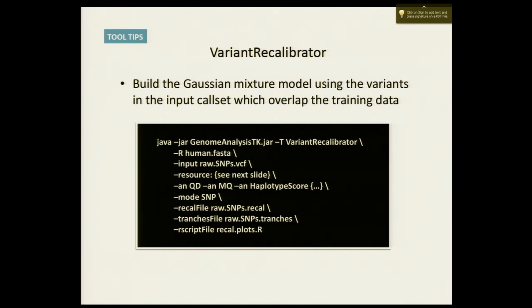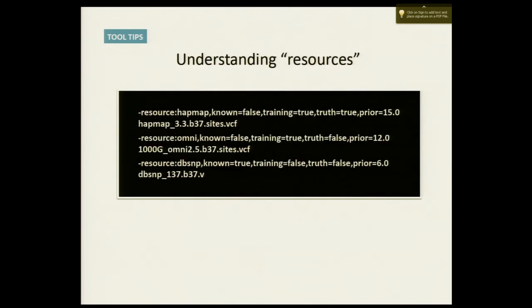Okay, so this is probably the most complicated command line that you'll see in the whole session, so hopefully it doesn't overwhelm you too much. I promised that we would talk about the resources, and so this is how you specify all the training data. It looks quite complicated. Every line is a different database. Here we're using the HapMap database. We're using a file from the 1000 Genomes project, which is this Omni 2.5 million SNP chip array. We're using that as training data, and of course we're using dbSNP.